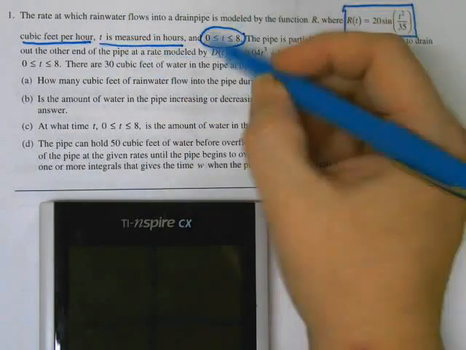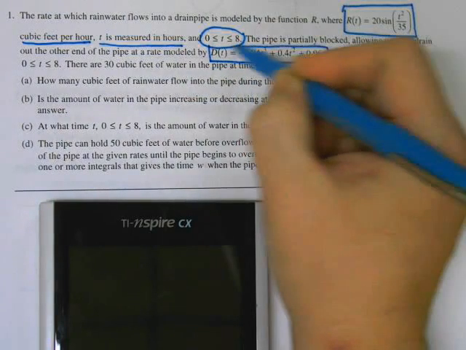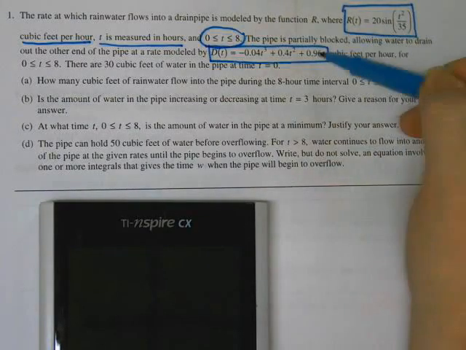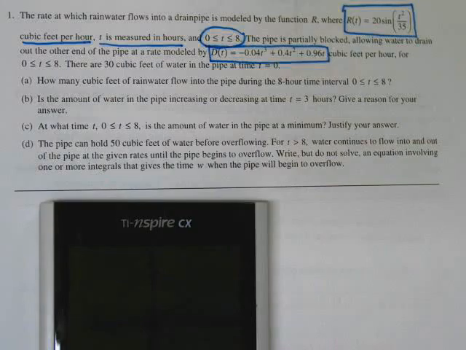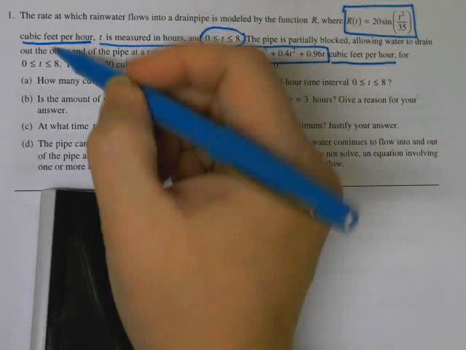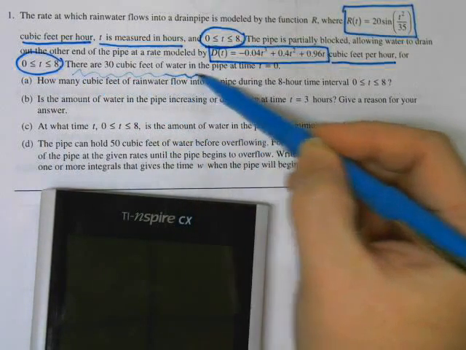So it's coming in one end of the pipe at this rate, but because it's partially blocked, it goes out the other end at a different rate, also in cubic feet per hour, for the 8 hours. There are 30 cubic feet of water in the pipe to start. So the pipe starts off with 30 cubic feet of water.